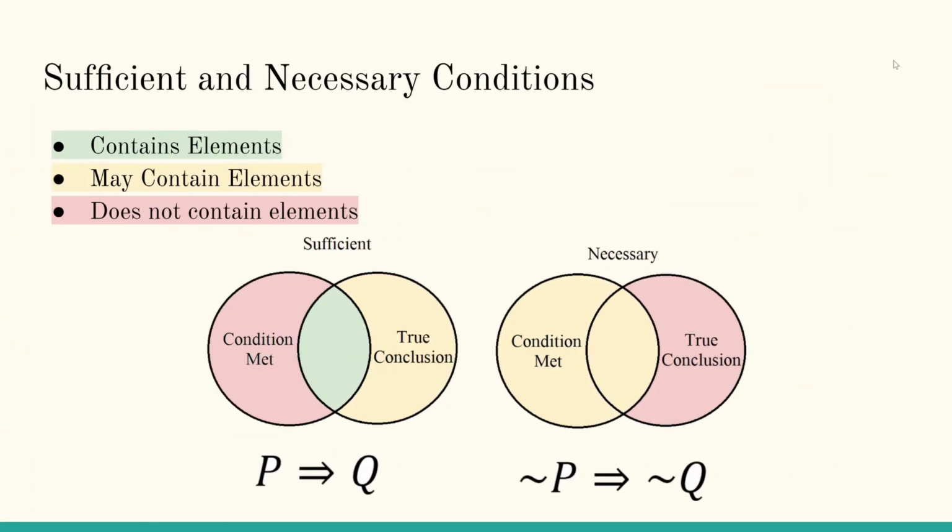When considering sufficient and necessary conditions, we can visualize their properties using Venn diagrams. A condition that is sufficient implies the conclusion is true. If a condition that is necessary is not met, the conclusion cannot be true.